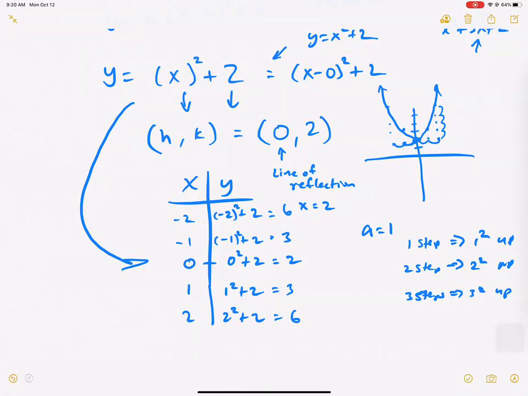That's a pattern for all our x squared graphs, because essentially you are squaring whatever number you're plugging in. So if I step 1 step over from my vertex, 1 squared is 1 step up. Then we add 2 to it. So look here, we take 1 step over in the x direction, we took 1 step up. 2 steps over, 2 squared is 4, 4 steps up. 1 step over, we took 1 step up. 2 steps over, we took 4 steps up.